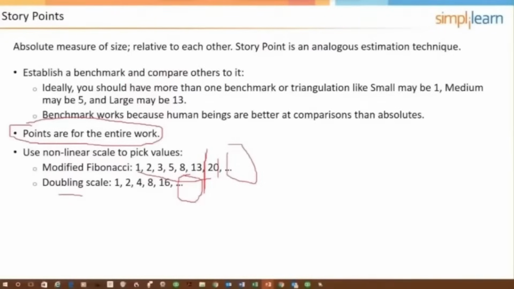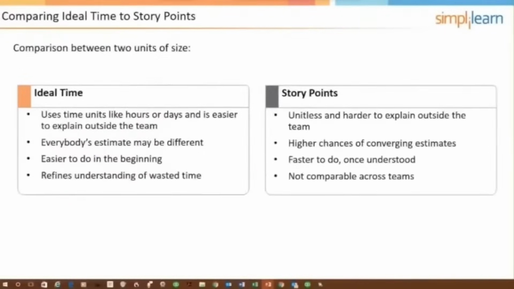So that's the story points. Let's compare the two. Ideal time uses things like hours and days, which is easier to explain outside the team, right? The suits like things in days and hours. Everybody's estimate may be different, not a bad thing. It's easier to do at the beginning because we're oriented to think about time. And it does kind of shine a light on wasted time.